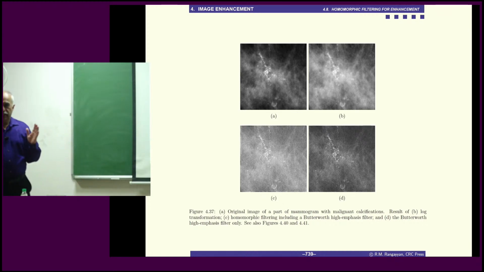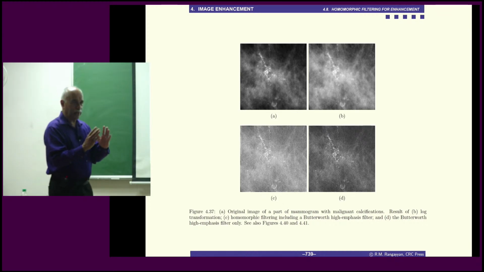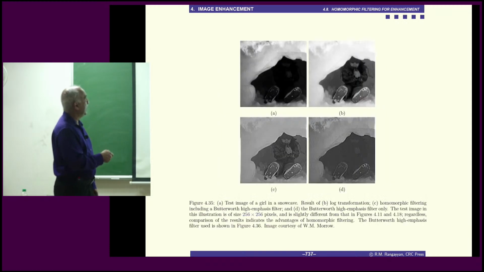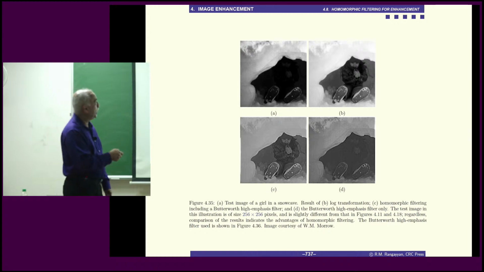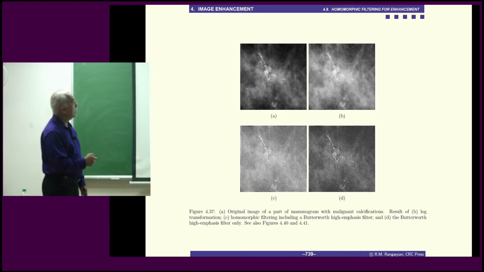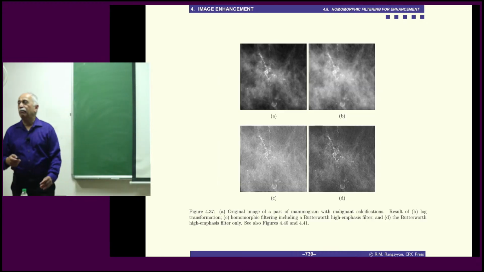Okay? Simultaneous compression of dynamic range, which was excessive in the previous case. That's excessive dynamic range compared to what you want to see. Your detail of interest is suppressed too much. And contrast enhancement or sharpening.